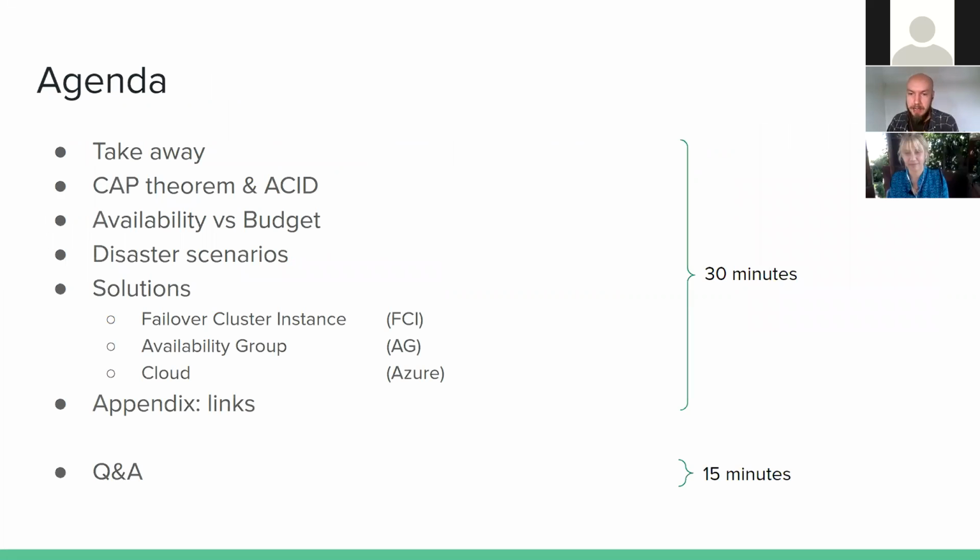What's our agenda? I'd like to spend 30 minutes walking through my slides and talking about the takeaways I'd like you to get from the session: the CAP theorem and ACID, availability versus budget, some disaster scenarios, and some proposed solutions, the most common ones like failover cluster, availability groups, and cloud. I also created an additional slide with all the links and references used for this presentation. We will spend about 15 minutes for questions and answers.